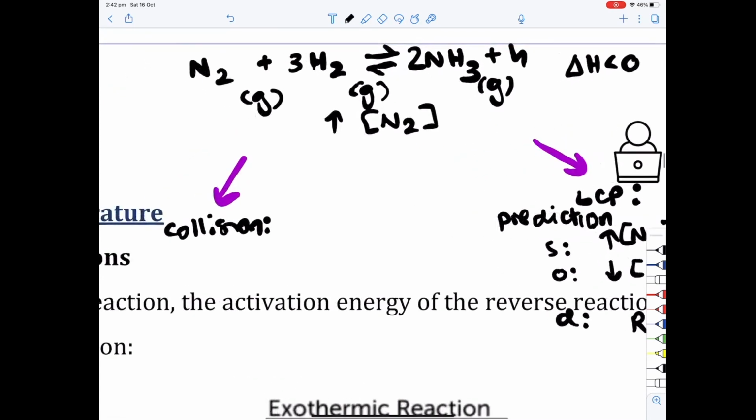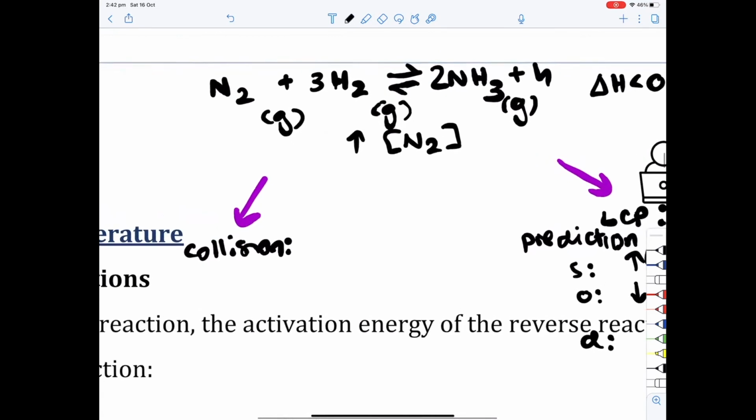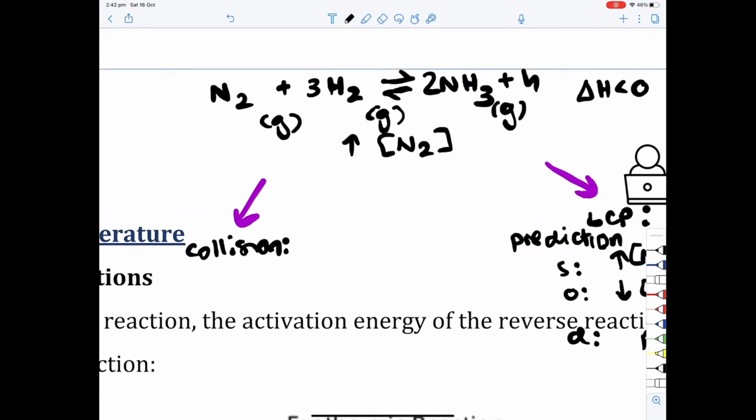Now, how would that stack up against collision theory? So in terms of collision theory, I'll guide you all through this. When we increase the concentration of nitrogen, I want you to think about 2 things. What happens to reactant collisions or what happens to product collisions? What do you think will be affected more? When we increase the concentration of nitrogen, will there be more reactant or more product collisions, everyone?